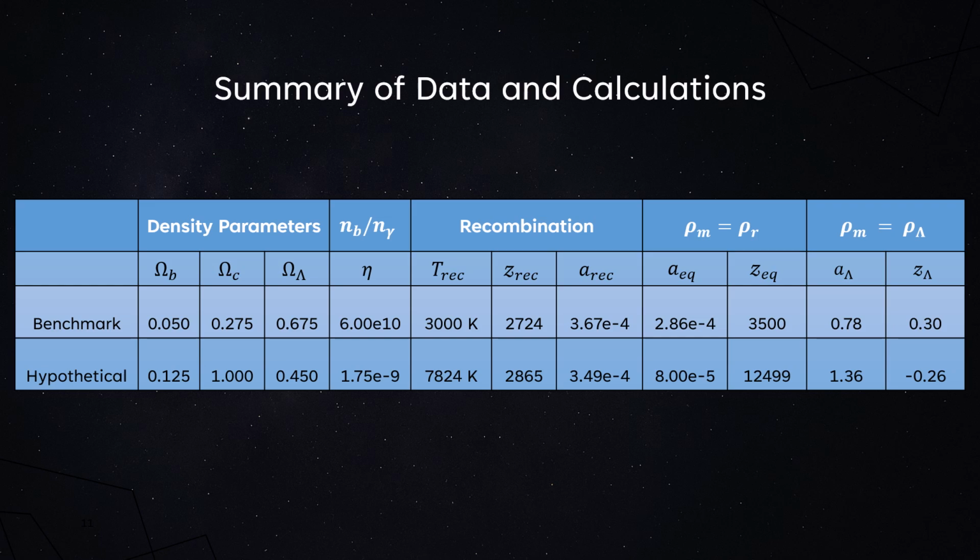So this slide is a summary of data and calculations, and it summarizes the main results of our calculations. Compared to the benchmark model, our hypothetical universe has a higher matter density, which causes earlier recombination, a smaller sound horizon, and faster growth of density fluctuations. As a result, primordial stars and galaxies could form sooner, and overall, these differences show how changes in matter and dark energy affect the evolution of the universe.